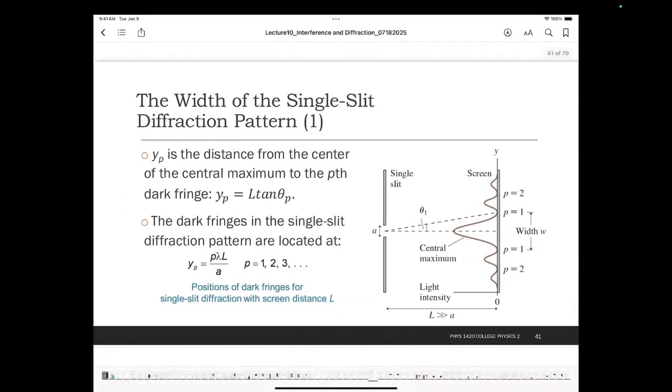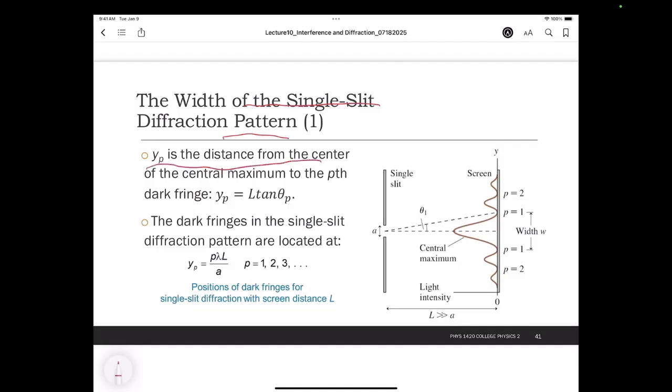Okay. And let's talk about the width of the single slit diffraction pattern. Here, yp is the distance from the center of the central maximum to the p-th dark fringe. Here is the dark fringe, here is the other dark fringe, and this distance we call yp. That makes sense to you.